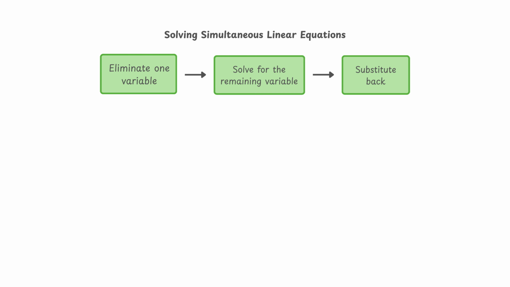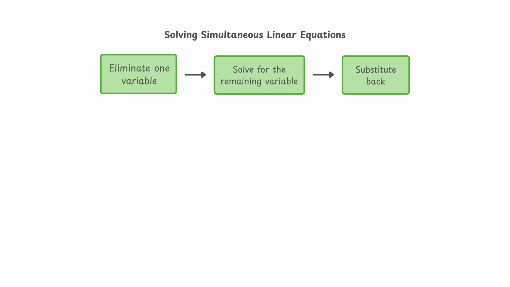To solve simultaneous linear equations, we follow three main steps. First, eliminate one variable. This means combining the two equations so that one variable disappears. Second, solve for the remaining variable. Third, substitute the value back into one of the original equations to find the second variable.